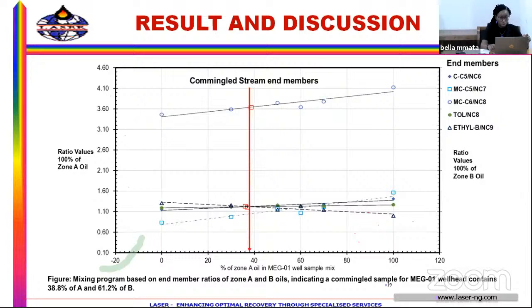We pick the commingled stream, and then we find out where it falls on the x-axis. A close look at that will give you about 38%. So since we're moving, we have zone A at 0 from the left axis, moving towards 100. At that point, we have about 38% contribution of zone A in this commingled fluid, invariably making the other 62% to be fluid from zone B.